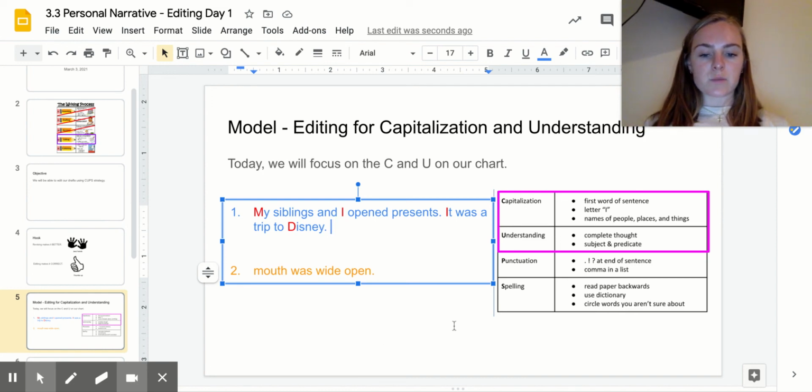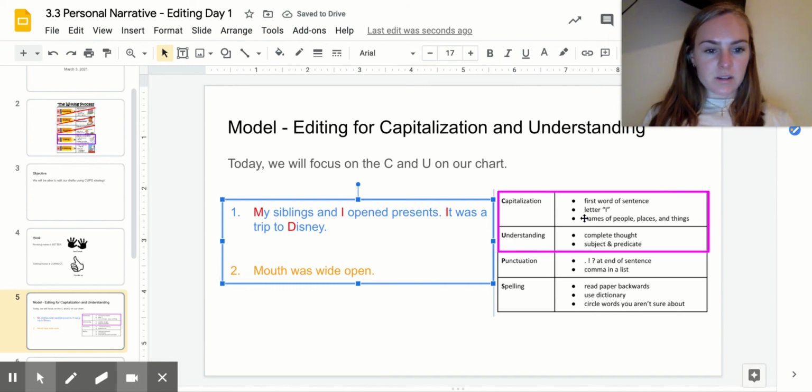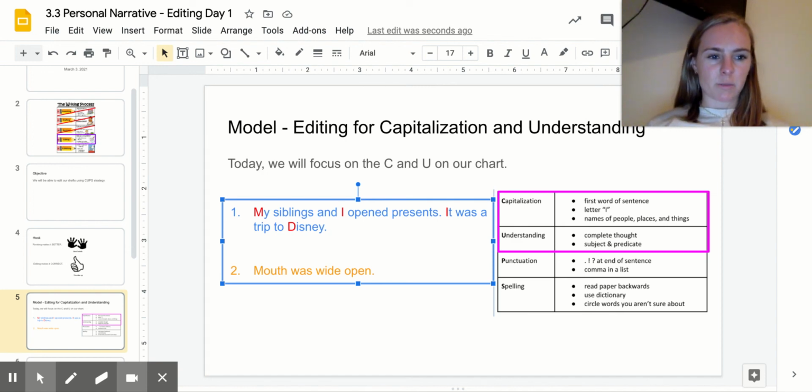Okay, mouth was wide open. Okay, let's look. Capitalization. Capitalize the first word of a sentence. Mouth. Okay, mouth was wide open. Is there any I's? No I's. Any names of people, places, or things? Nope. Okay, now let's make sure we check for understanding. Is there a complete thought in a subject and predicate? Mouth wide open. But whose mouth is wide open? I forgot the subject. Oh my goodness.